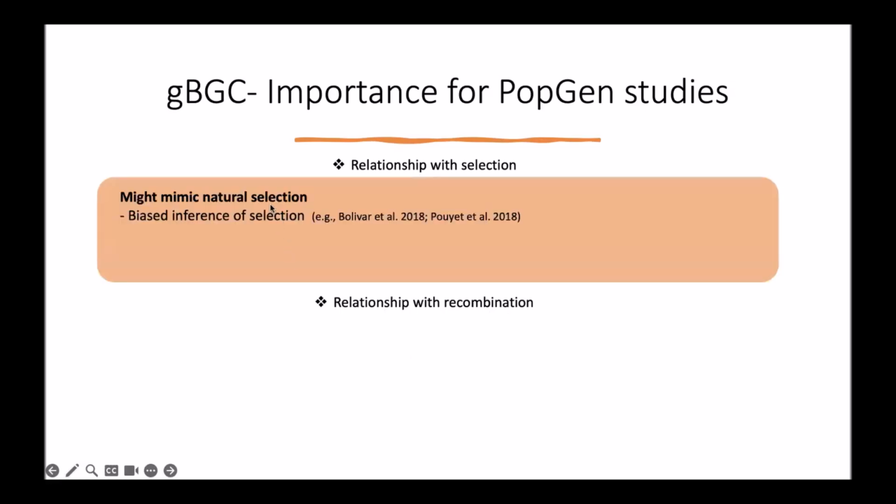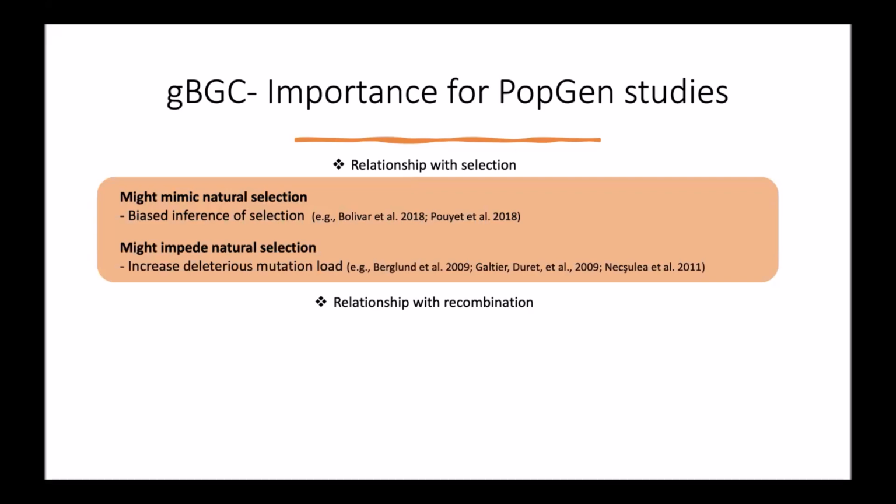So many times I said that this is a directional force. It can distort your site frequency spectra and increase your substitution rates. So when you have genomic data, it can confound your inference of selection. Also, since it favors the GC allele without a real fitness advantage, it can counteract natural selection and increase the deleterious mutation load.